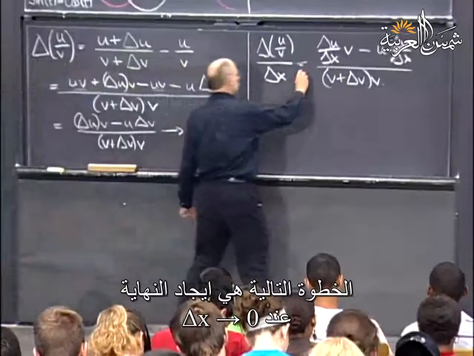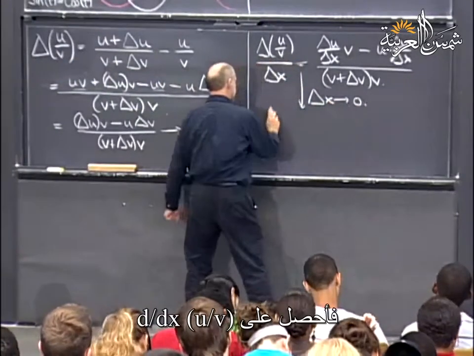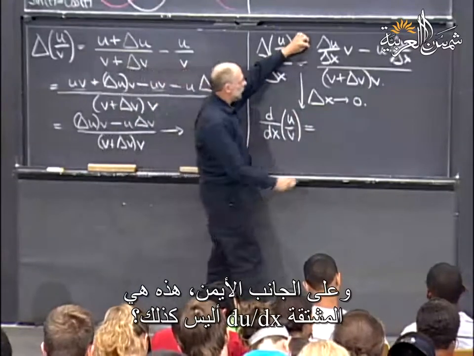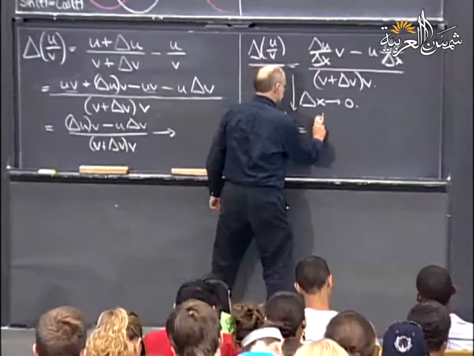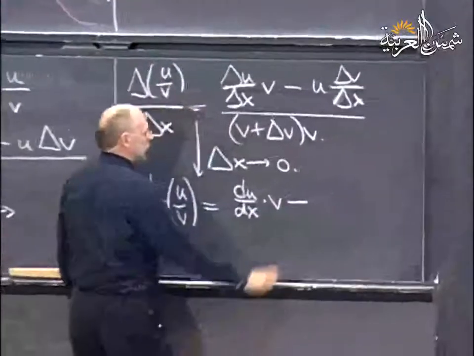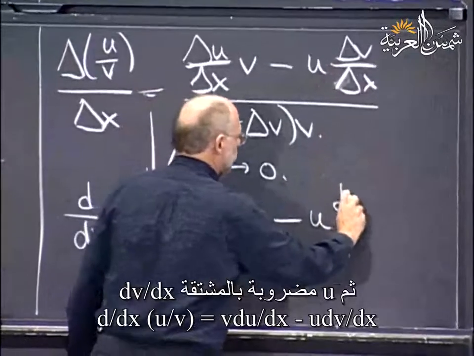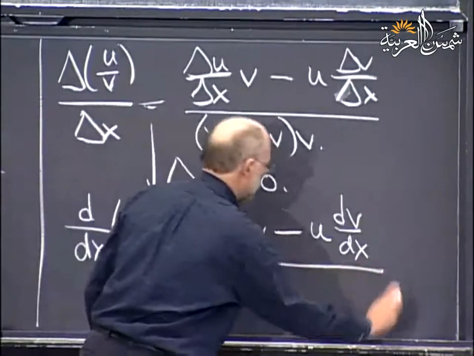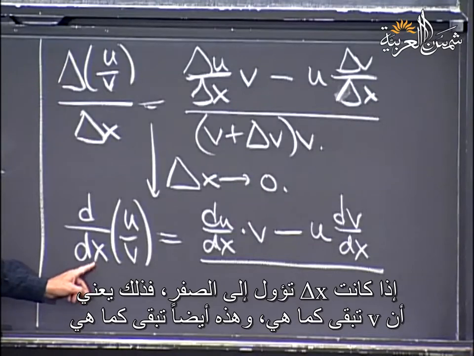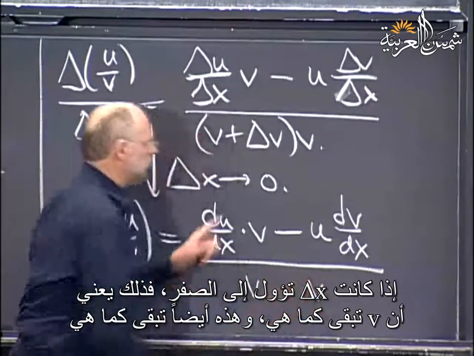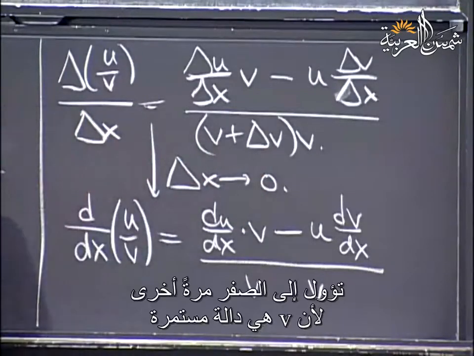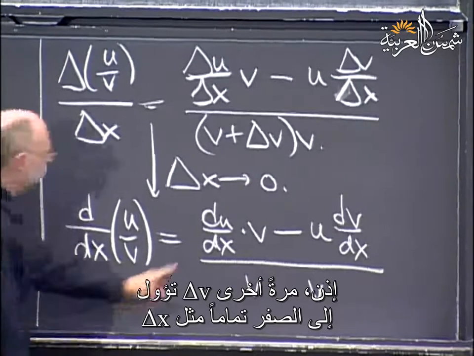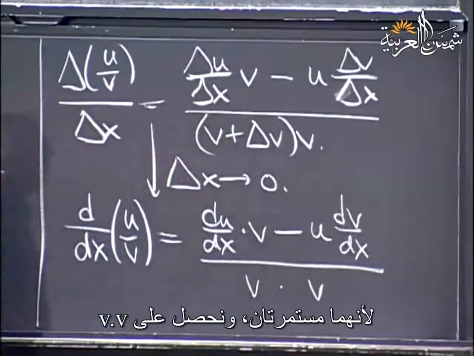Next up, take the limit as delta x goes to 0. I get, by definition, the derivative of u divided by v. And on the right-hand side, well, this is the derivative du dx, right? Times v. And then minus u times, and here it's the derivative dv dx. Now, what about the denominator? So when delta x goes to 0, v stays the same. What happens to this delta v? It goes to 0 again because v is continuous. So again, delta v goes to 0 with delta x because they're continuous, and you just get v times v.